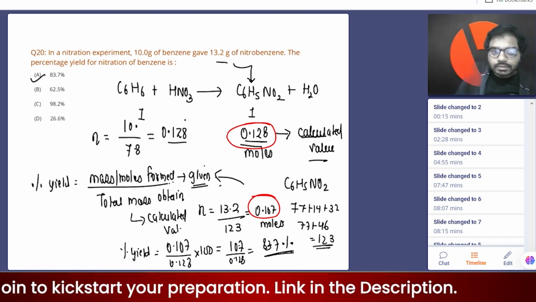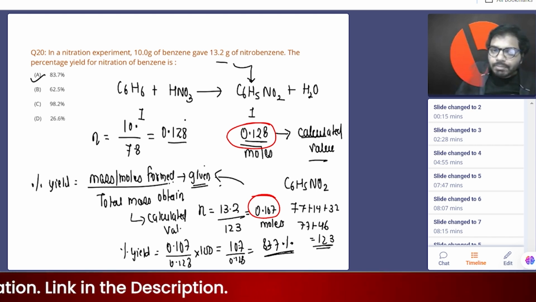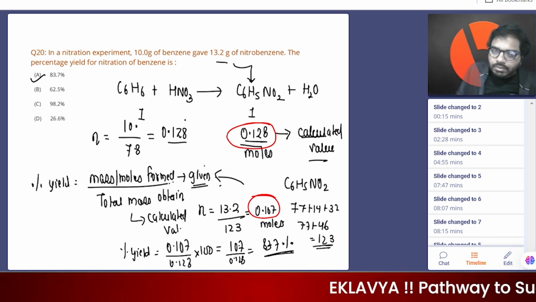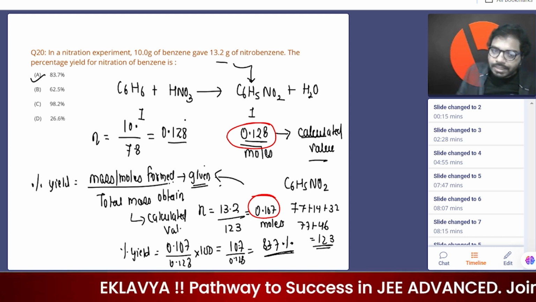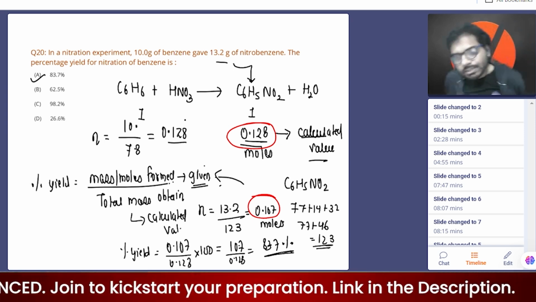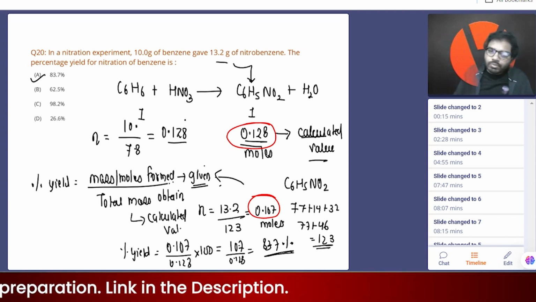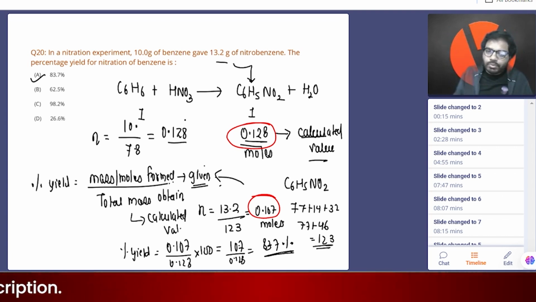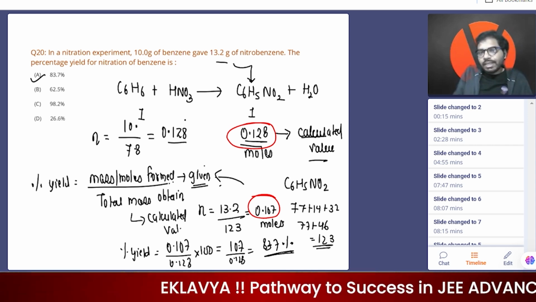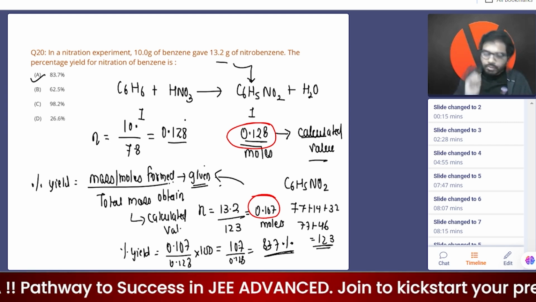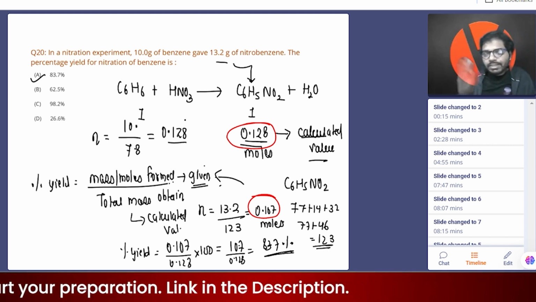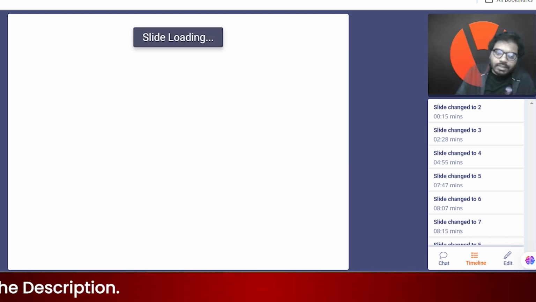Okay, fine. So I will tell you quickly: with the help of this mass, the 10 gram of benzene actually we have taken, we will find out the number of moles. So two values we will get, and by that we will find out the percent yield. Percent yield is actually the moles formed upon total mass obtained. So we have obtained this particular value 0.128. After calculating, we will put this in the denominator, and whatever they gave, 13.2 gram, we will keep in the numerator to find out the percent yield. On final calculation, we will get the value 83.7. So the correct answer here will be A, 83.7. Fine.